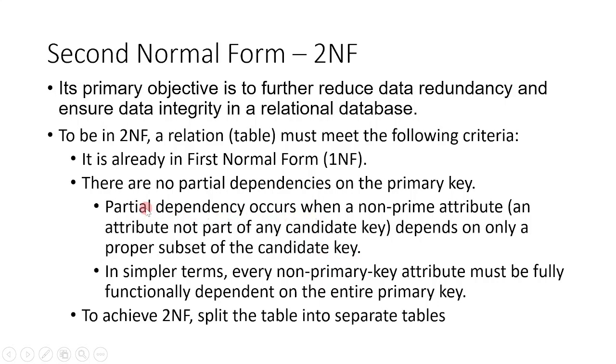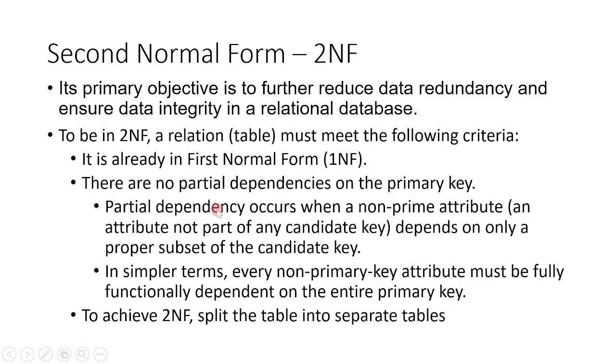Partial dependency occurs when a column value depends on a single part, not on the entire primary key or candidate key. So, in simpler terms, every non-primary key attribute must be fully functionally dependent on the entire primary key, not partially.